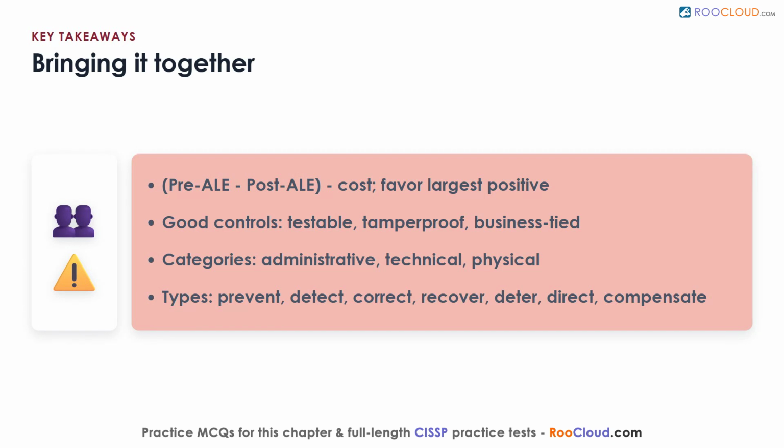Controls group into administrative, technical, and physical categories layered as defense in depth, and functionally they prevent, detect, correct, recover, deter, direct, and compensate. Verify it all through compliance testing and auditing.